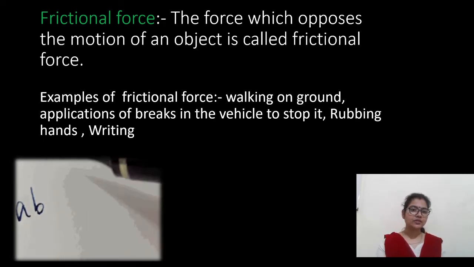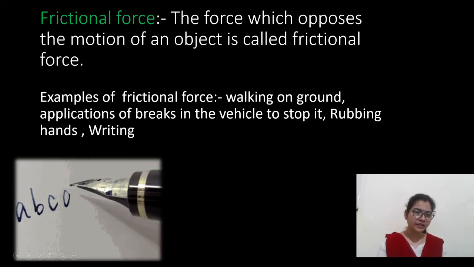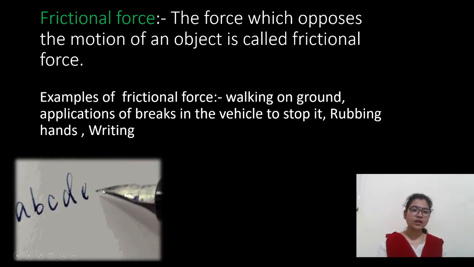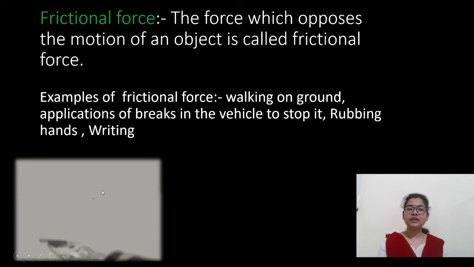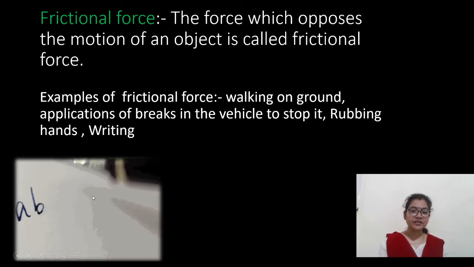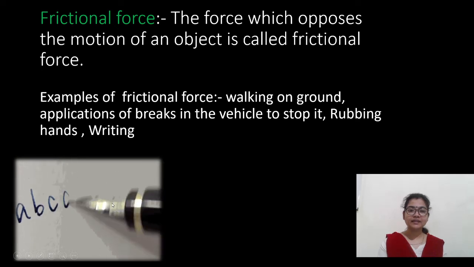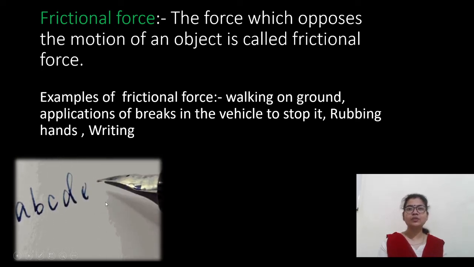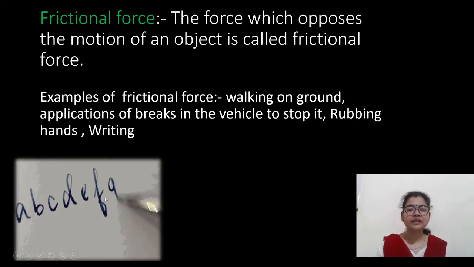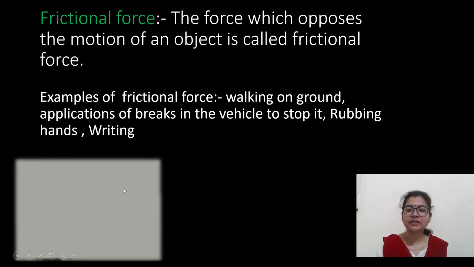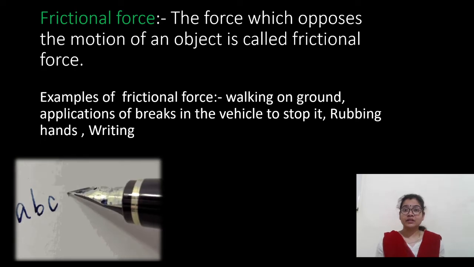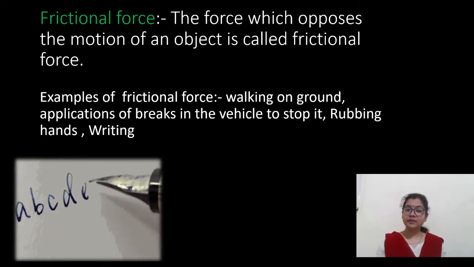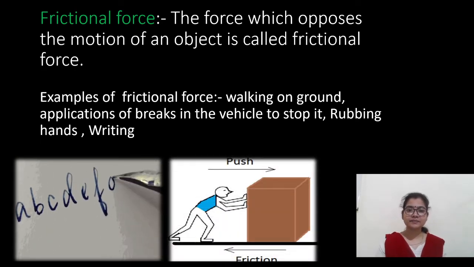Here you can see a student. We are able to write on the paper only due to frictional force. If there is friction between the paper and this pen, then we are able to write on the paper. If there is no friction between these two, then the pen will slip and we will not be able to write on the paper.